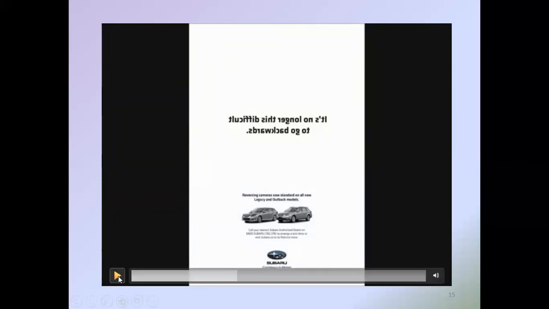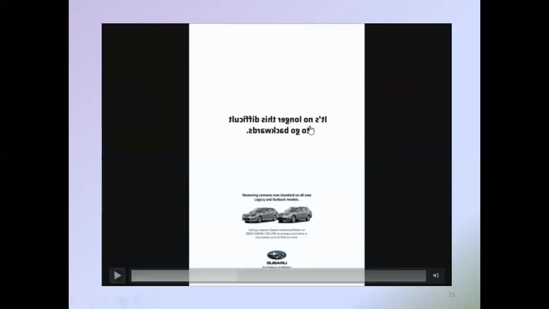Okay, this is a creative advert by Subaru. And you immediately think, okay, hang on, what's going on with this advert? The writing is backwards. But if you have a look at the text just above the two vehicles in the image, it says they're reversing cameras now standard on all new Legacy and Outback models. So obviously they've now introduced a new technology that makes their vehicles truly unique. And if you spend some time reading on it, it says it's no longer this difficult to go backwards.